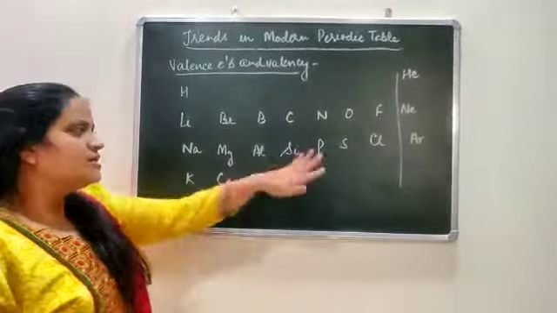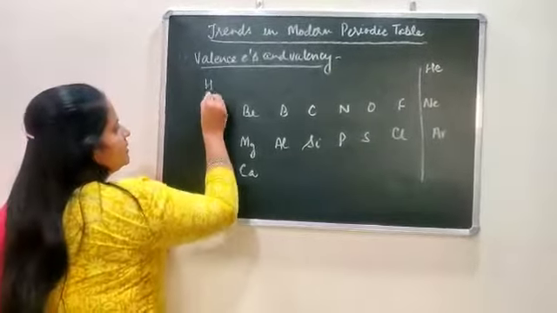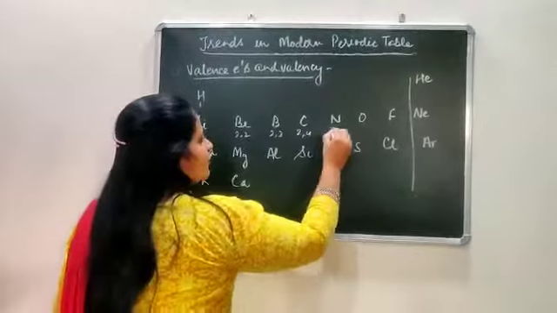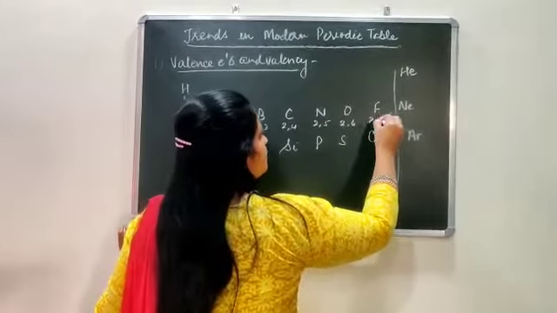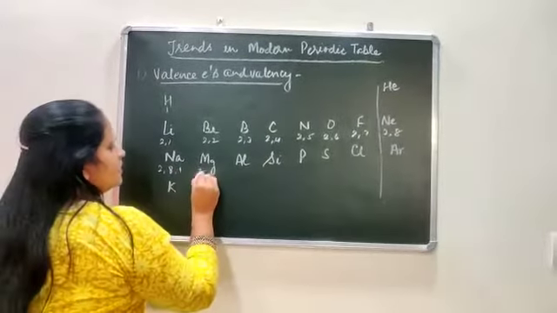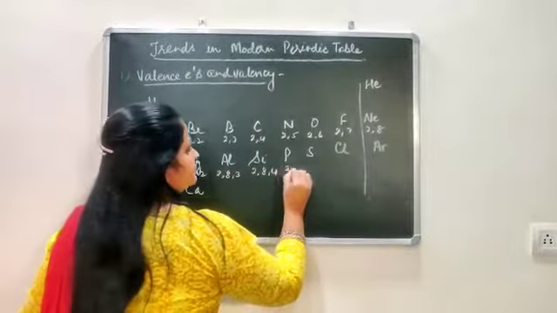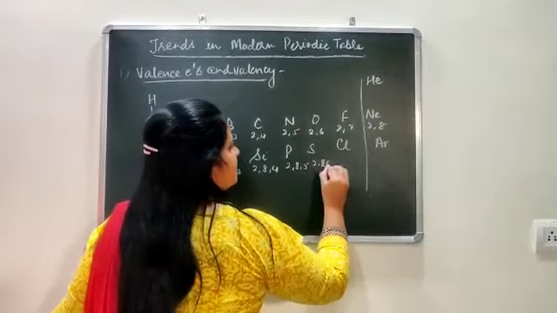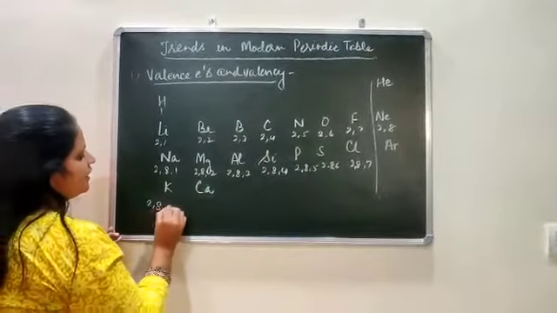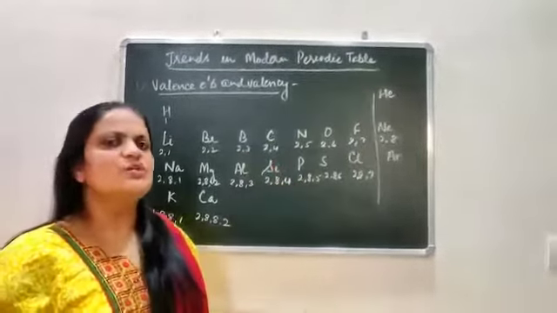These are the first 20 elements. We need to write down their electronic configuration, and then we will write the valence electrons. Hydrogen configuration 1, then 2, 1, 2, 2, 2, 3, 2, 4, 2, 5, 2, 6, 2, 7, 2, 8. Sodium atomic number 11, configuration 2, 8, 1, then 2, 8, 2, 2, 8, 3, 2, 8, 4, 2, 8, 5, 2, 8, 6 and 2, 8, 7, and then 2, 8, 8, and then 2, 8, 8, 1 and 2, 8, 8, 2. Generally these trends are discussed in the first 20 elements only.